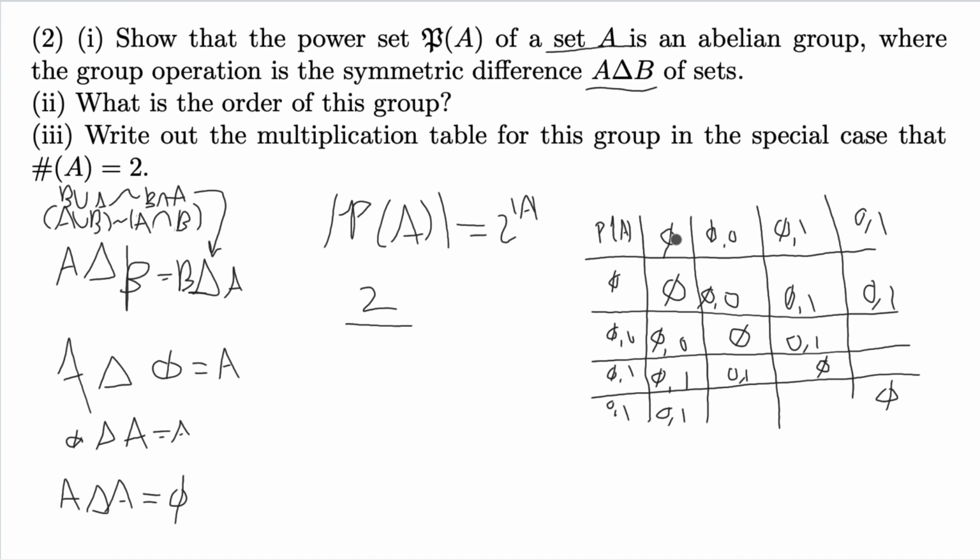Next, let's try {0, 1} symmetric difference with {0}. And we see that the only element that is shared is 0, so we're left with {1}, the element that is unique to those two sets. And then that will reflect over, so this is {1}. And finally, we'll try {1} with {0, 1}. And we see 1 is repeated, so we're left with {0}, and {0} again. So with that, we've written out the entire multiplication table of this set.